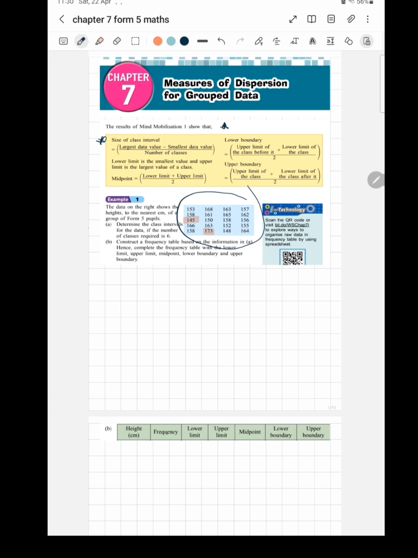Then we go ahead and substitute those numbers into the formula. It should be looking something like this. And then go ahead and calculate it. When we get 4.7, we round it off and make it 5, and this would be our size of interval. So we're done with A, so let's go ahead and do B.